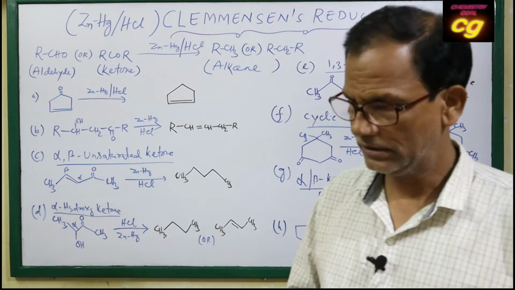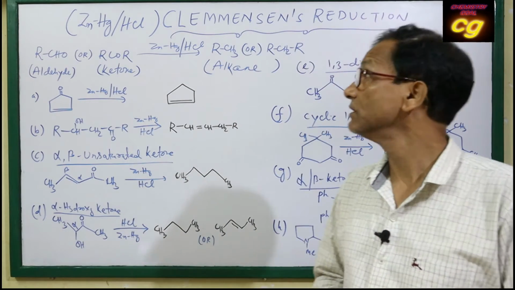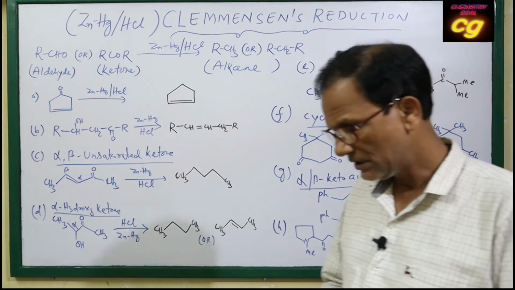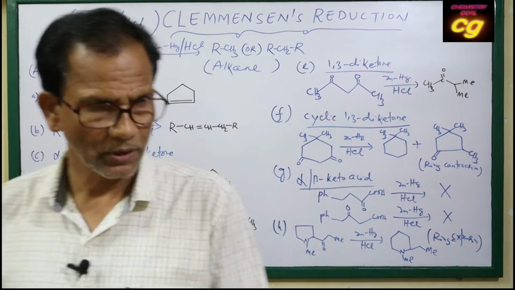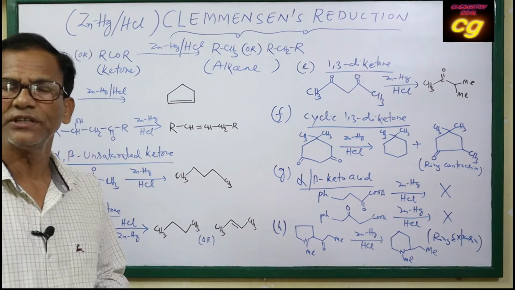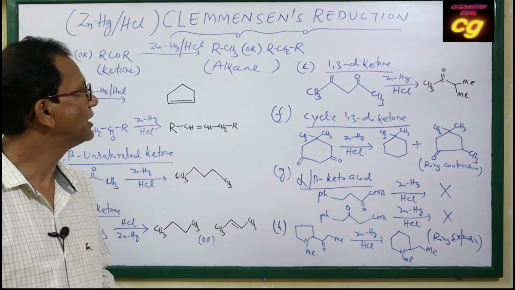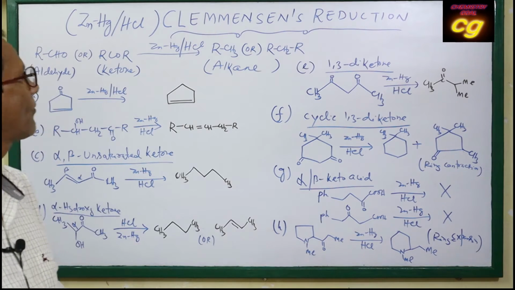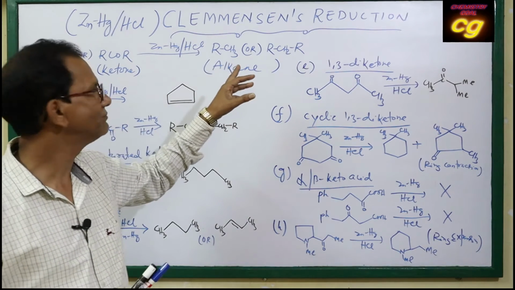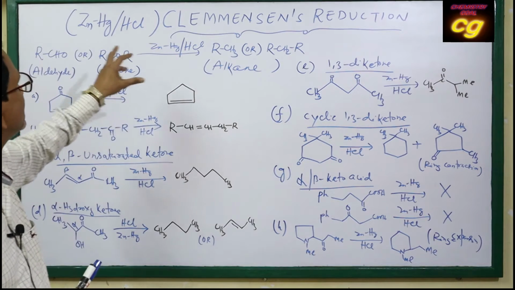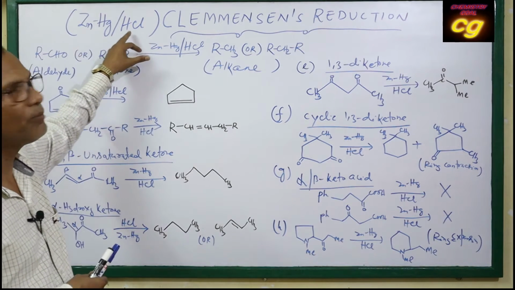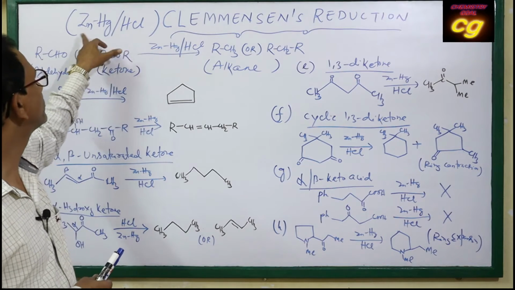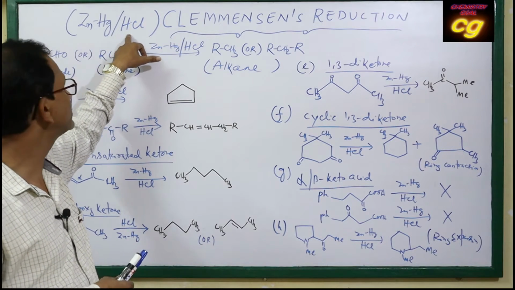Hello students, today we are going to discuss Clemmensen reduction. It is a very important name reaction of aldehyde and ketone. It is particularly used for the reduction of aldehyde and ketone. In Clemmensen reduction, generally the reagent is zinc amalgam and hydrochloric acid, that is concentrated hydrochloric acid. This is your main reagent in Clemmensen reduction.